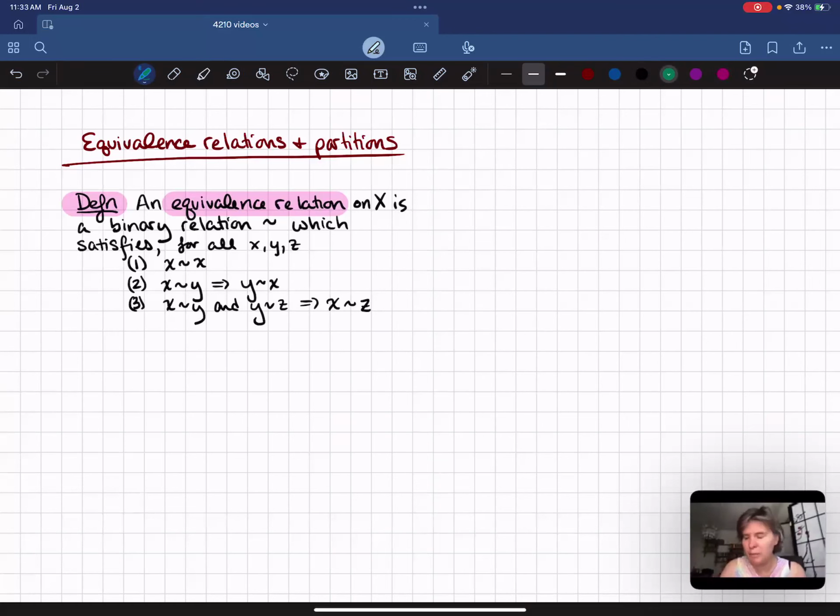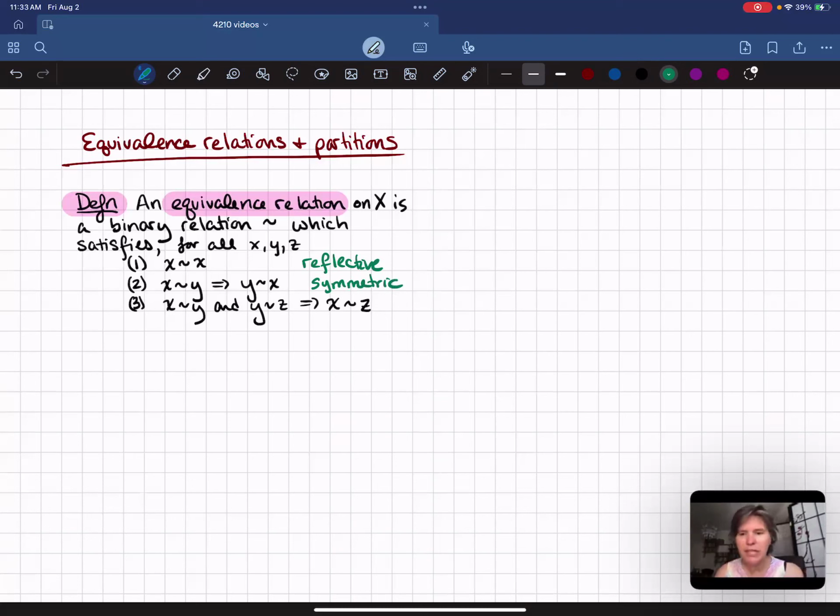All right, and then these things have some names. The X being equivalent to X, this is called the reflexive property. I always think of it as reflecting like in a mirror. This is saying X is equivalent to itself. So X is like looking at itself in the mirror saying, yep, we're the same. Okay. And then the property that if X is equivalent to Y, then Y is equivalent to X, that's called the symmetric property.